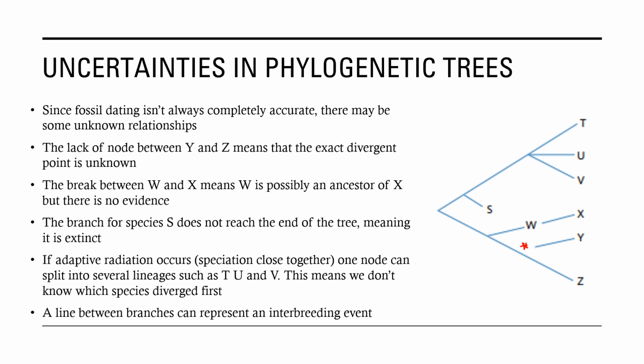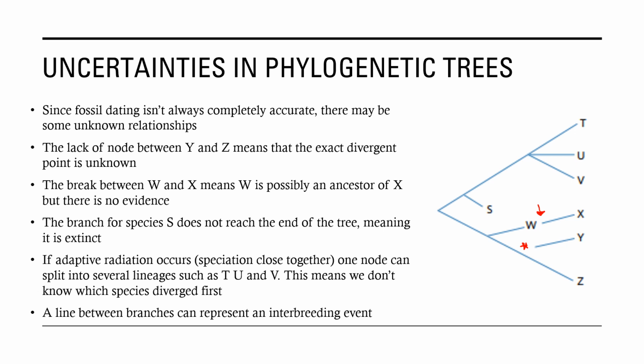The break between W and X, so you can see that there's a little break here, means W is possibly an ancestor of X, but there is no evidence. So we can use a little gap here to say, hey, look, we think that X has evolved from W, but we don't have sufficient evidence yet, so we can represent that by a little gap there.